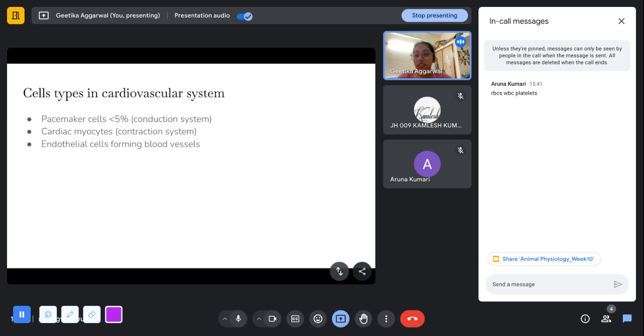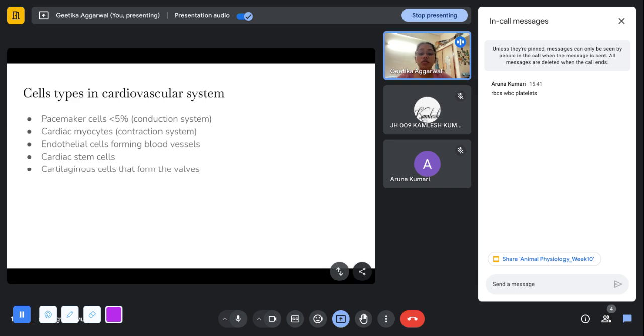Then we have the endothelial cells, which form the walls of the blood vessels or which form the blood vessels. And then we have the cardiac stem cells, which basically are the cells which differentiate into forming either pacemaker or cardiac myocytes. So these are the four different cell types that are present in the heart.